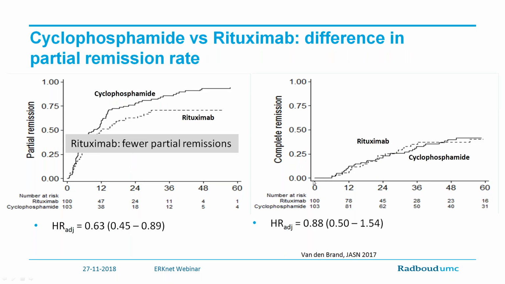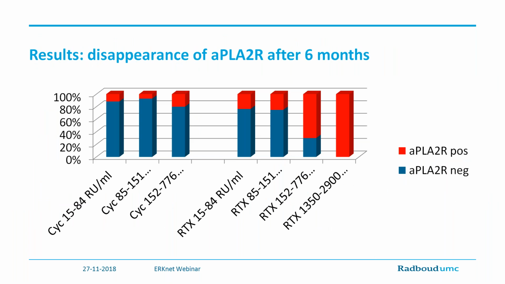However, looking at the final outcome, there was no difference in complete remission rate, but there is a difference in partial remission rate, with the rituximab-treated patients clearly having a lower rate of partial remissions than the cyclophosphamide-treated patients, suggesting that there indeed might be a difference and that resistance to rituximab may occur more frequently than resistance to cyclophosphamide. And this was also suggested in a comparison where we looked at the immunological response, so the disappearance of the antibodies in patients treated with cyclophosphamide and in patients treated with rituximab.